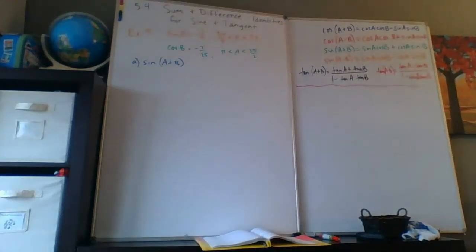Welcome to 5.4 Sum and Difference Identities for Sine and Tangent, Example 4.